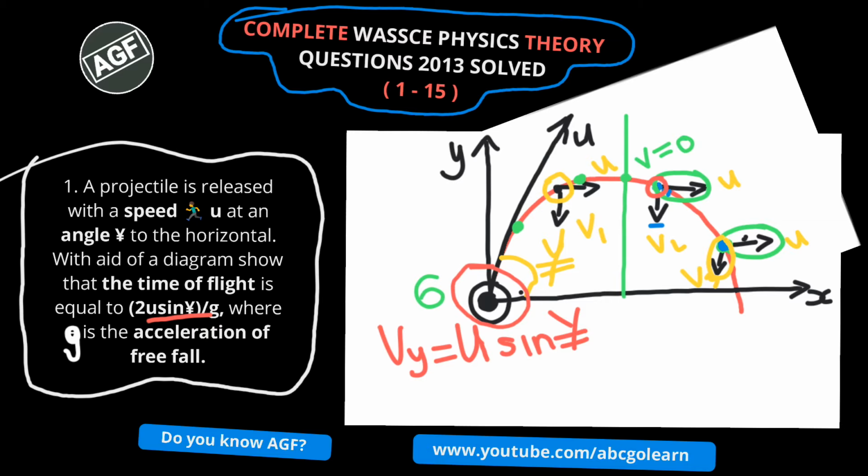That's why if you actually want to write, okay, let me introduce one of the equations of motion in this very question. That's V equals to U plus at. And thank God we've actually known our velocity, the initial velocity of the vertical component, to be u sine theta, right? So we'll just write our final velocity will be what?